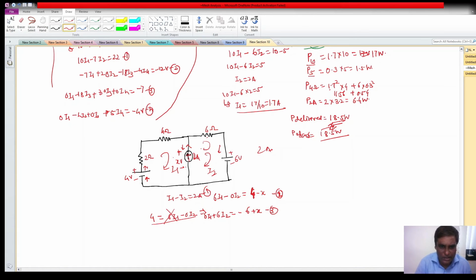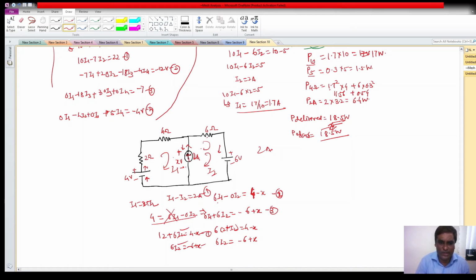You can write I1 is equal to 2 plus I2. You can substitute here, so it will be 6 into (2 plus I2), which is equal to 4 minus x, and this will be 6 I2, which is equal to -6 plus x. And then you can solve. 12 plus 6 I2 will be equal to 4 minus x, and 6 I2 will be equal to -6 plus x. And now there are two unknown variables and two equations.